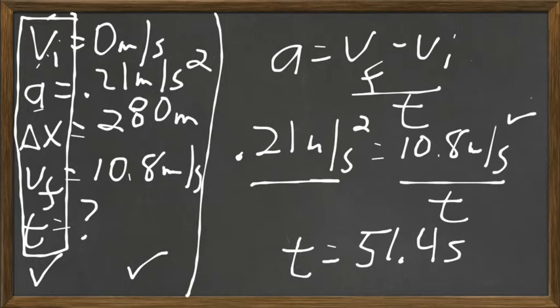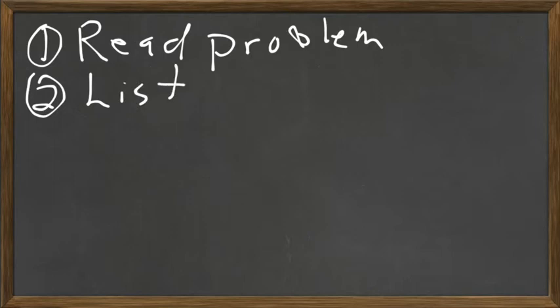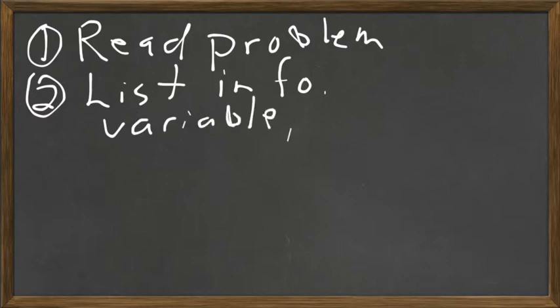So in working with the idea of kinematics formulas, 1, read your problem. Read it all the way through. Don't just start trying to grab a formula out of the air. Read through the entire problem. 2, make a list of information. Make sure you have both the variable and the value on your paper. You have all of it in one place. You're not trying to look between your paper and the book or something along those lines.